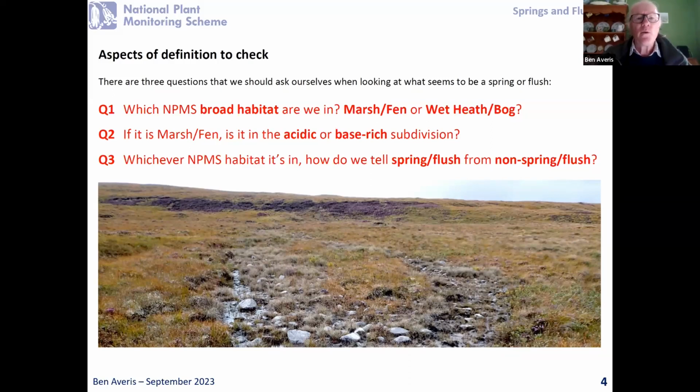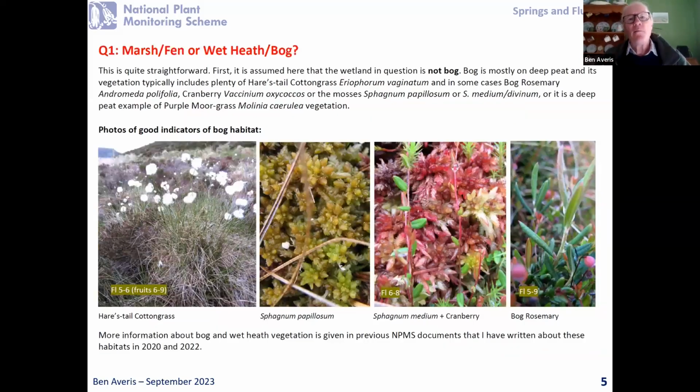Okay, so the first question there, is it marsh fen or is it wet heath and bog? Generally, wet heath and bog vegetation is more heathy. But wet heath and bog, that broad habitat includes bog, which definitely is not ever going to be spring or flush because of its particular hydrology.